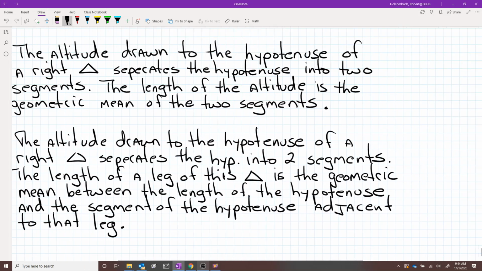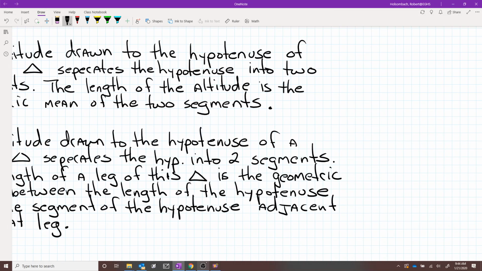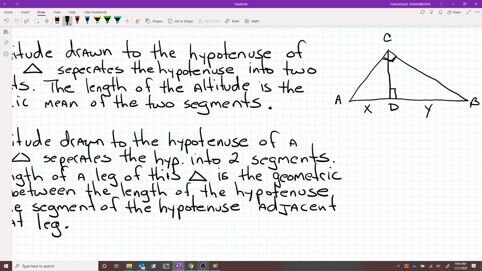So let me slide this over. If you've got this triangle for this first rule, if you've got a right triangle ABC, altitude drawn to the hypotenuse, this altitude, CD, created two segments in the hypotenuse. We'll call the segments X and Y. I'm going to call this altitude right here H.